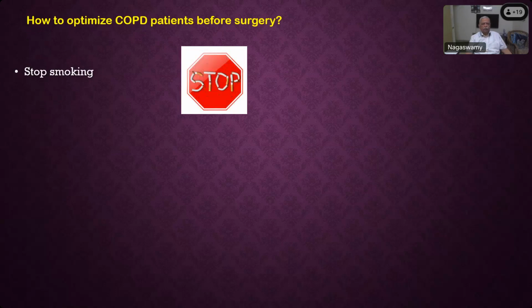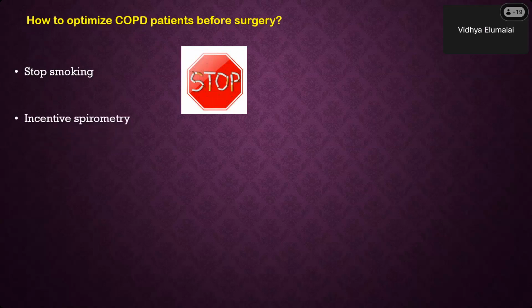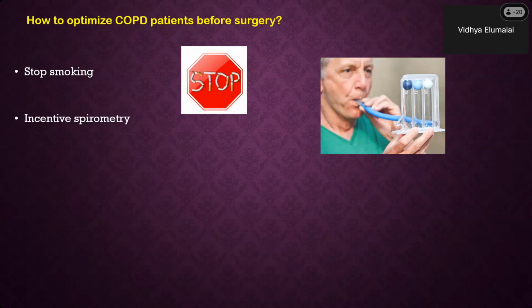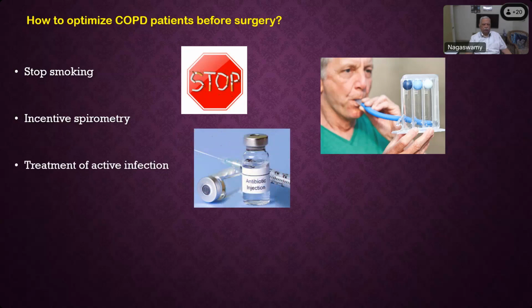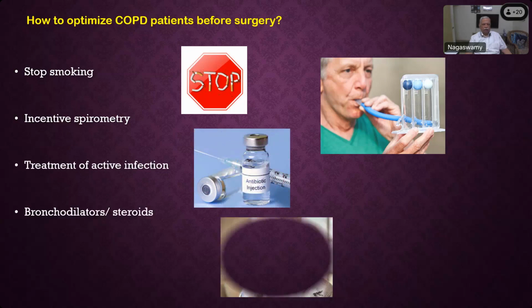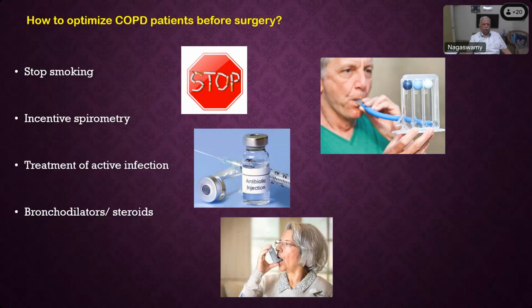Nebulization, deep breathing, incentive exercise, spirometry. You have to improve the pulmonary function by incentive spirometry. Treatment of active infections using antibiotics, bronchodilators and steroids using nebulizer or inhaler, whatever it is. These are the 4 important steps in the optimization of a COPD patient.